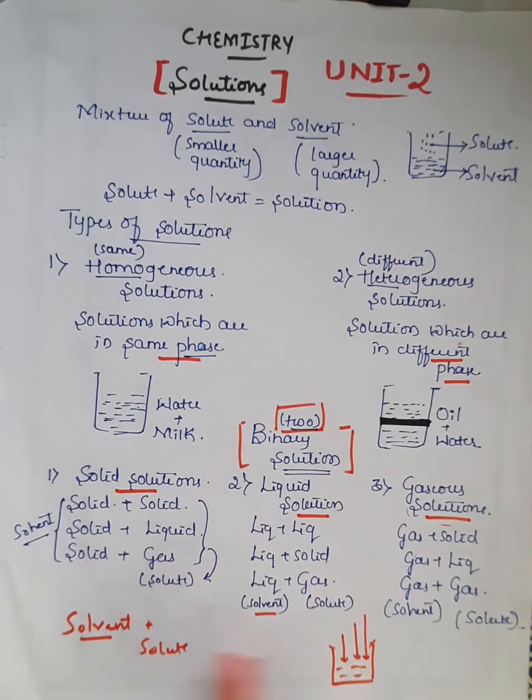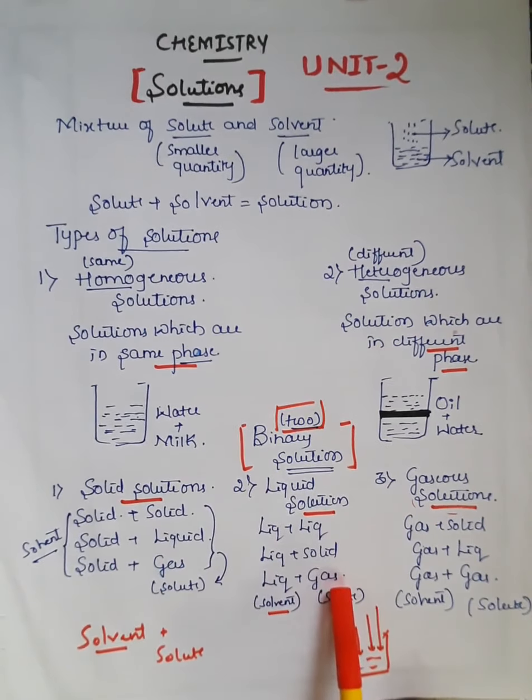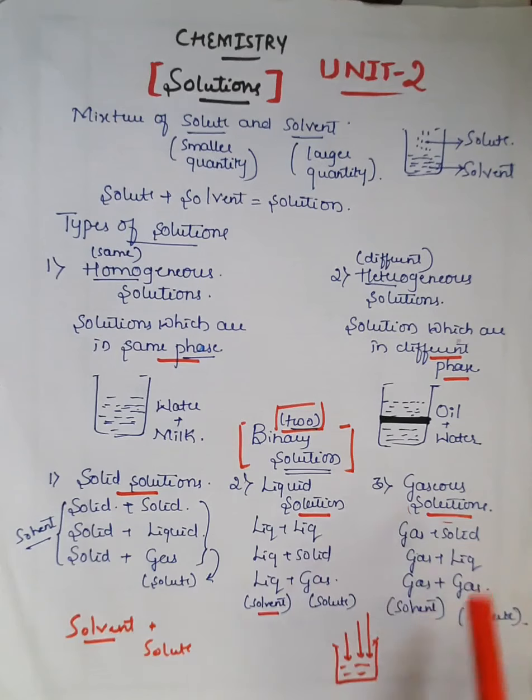Overall there are 9 different types of solution, that is solid plus solid, solid plus liquid, solid plus gas, liquid plus liquid, liquid plus solid, liquid plus gas. Similarly, gas plus solid, gas plus liquid, and gas plus gas.